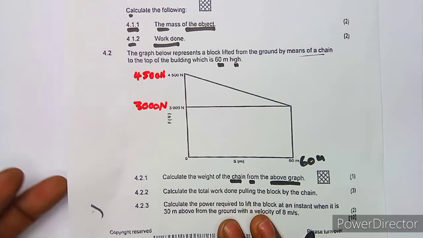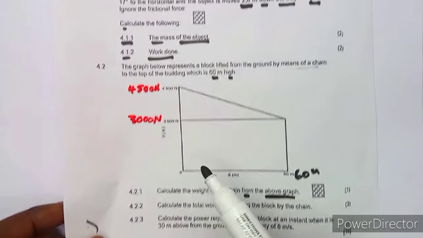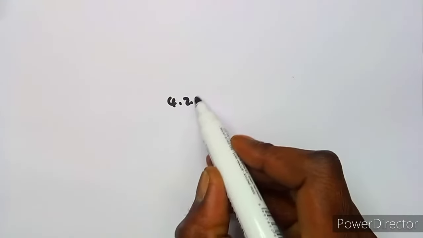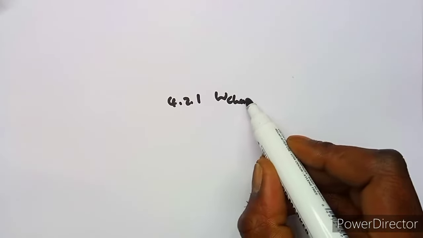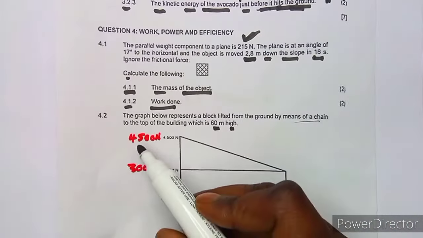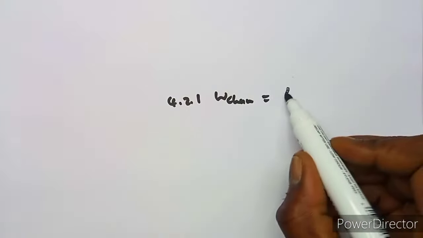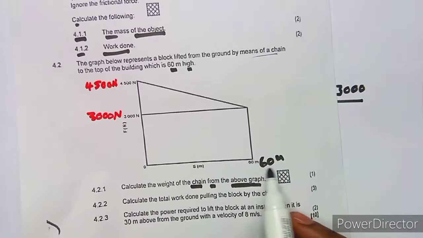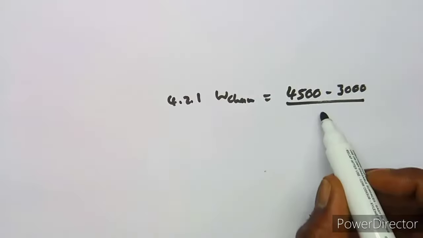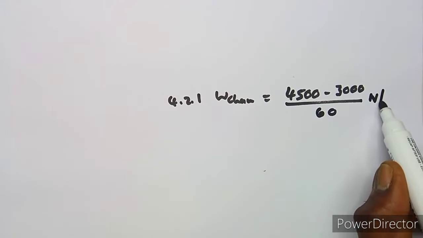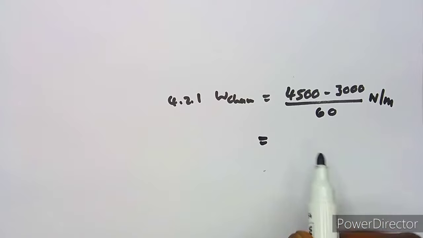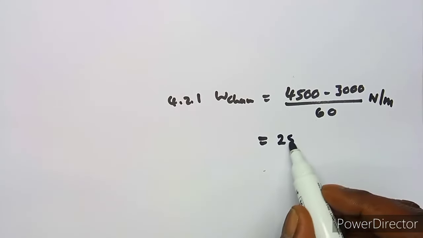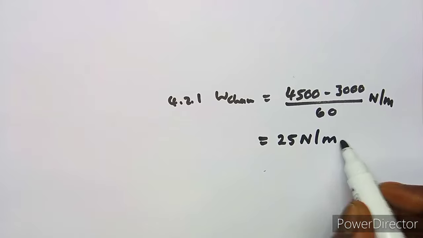So the actual weight of the chain is simply, we have a distance of 60 meters, so you're going to find the difference between the two. So remember these guys are the formulas and so forth. So the weight of the chain is going to be the difference between 4,500 and 3,000, 4,500 minus 3,000 over the distance, the height, which is this 60 meters. So you divide, because this is supposed to be in Newton per meter, so that's why you have to divide by the total height, which is 60. So this is going to give us 25 Newton per meter.